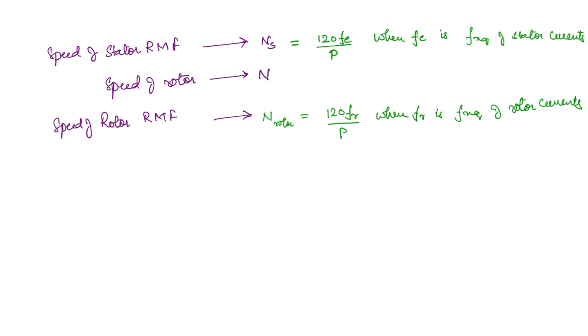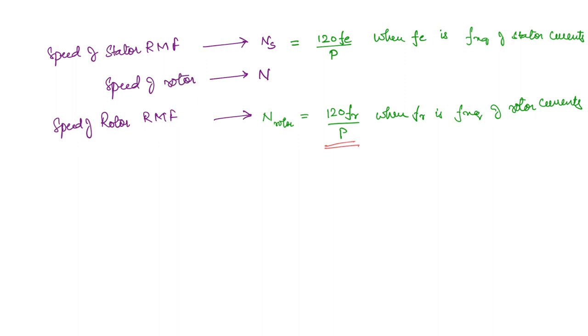But there is a catch here. This speed is with respect to what? Is it the actual speed or is it with respect to the rotor? Okay, because the rotor itself is moving with some speed, right? It is moving with the speed n. So what will be this speed? Will it be with respect to the rotor or the actual speed? That means with respect to a stationary object. Okay, it will be with respect to the rotor.